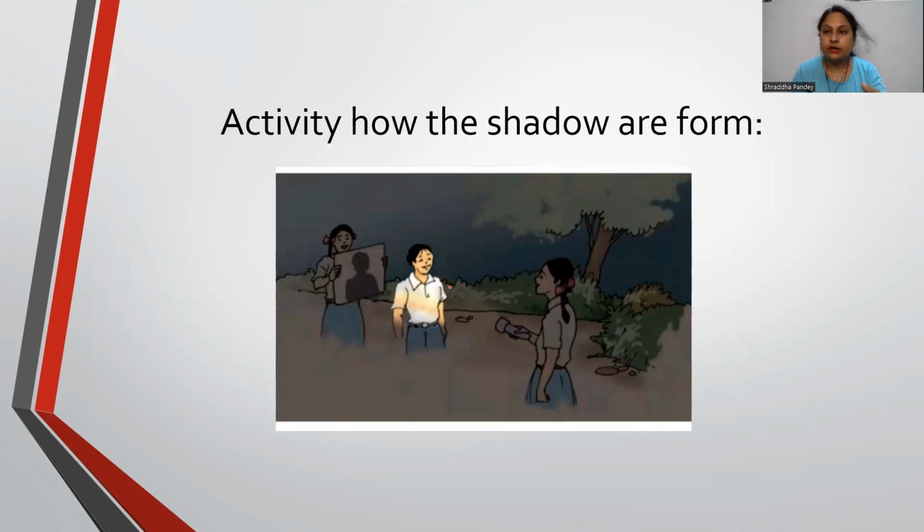The friend holding the torch switches it on and puts the torch light on the face of the friend standing in front. Then observe, is any shadow formed behind the friend standing in front of the torch? It is an open ground. There are no trees, no walls, no buildings, nothing. So is the shadow formed? The answer is, you cannot see any shadow.